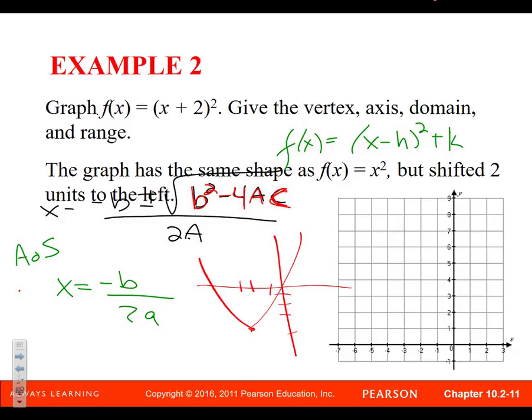What is the domain? Nice job. Negative infinity to positive infinity. Remember, it's going to keep growing in both directions, right? How about the range here? Negative 4 to positive infinity.